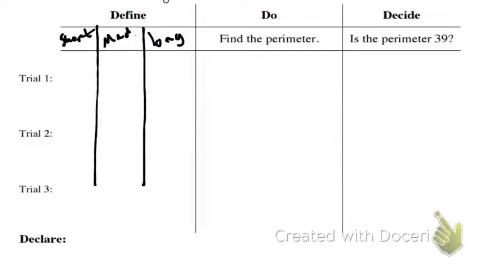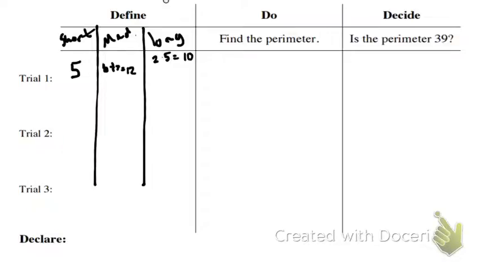Now, for my first guess, I'm just going to guess 5 for the short. Now, I do know that my medium was 7 longer, so that would be 5 plus 7, which would be 12. And then for my long side, the long side was twice the amount, so 2 times 5 means the long side here would be a 10. Alright, so now we've done that define stage. I figured out what are my lengths, what are the different sections I need to know about.